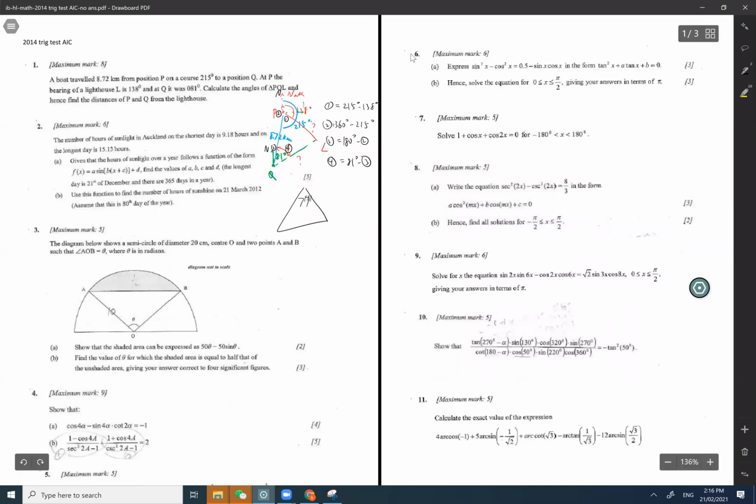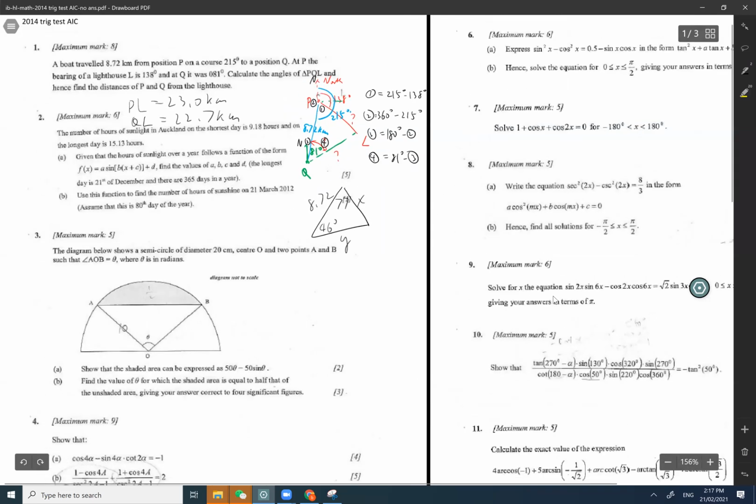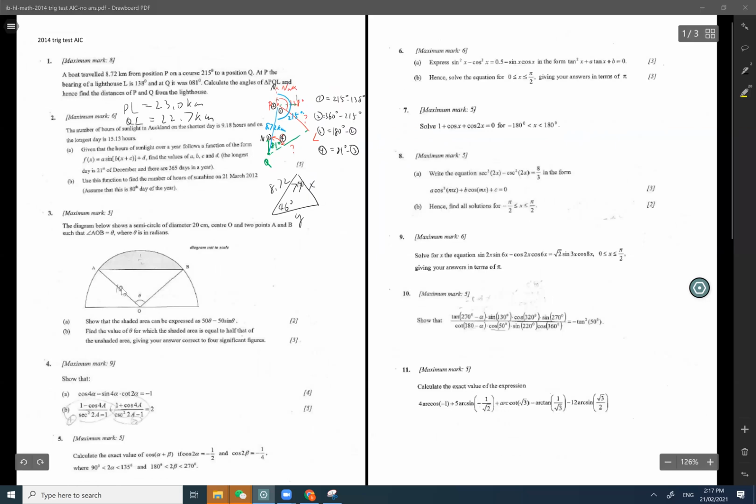77, 46, 8.72. You just use sine rule. Actually got some answer. I'll just copy down here. If you guys got different, just tell me. PL equals 23.0 km. QL equals 22.7 km. Now, second one.